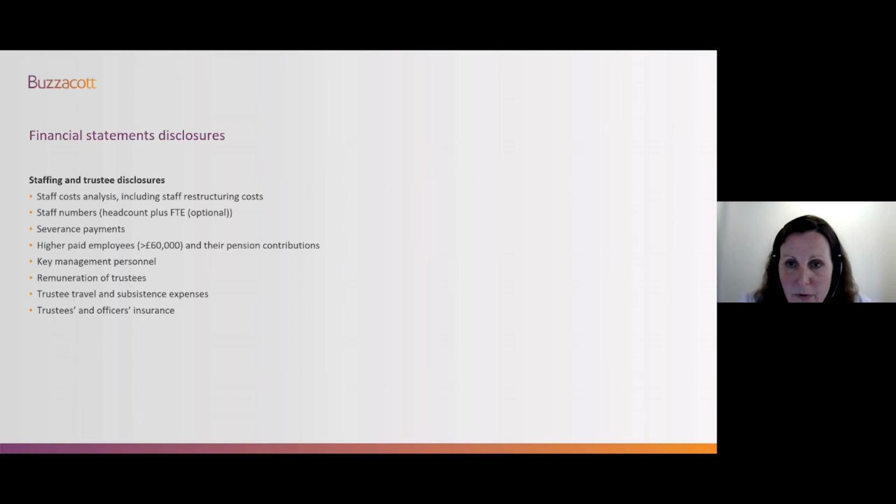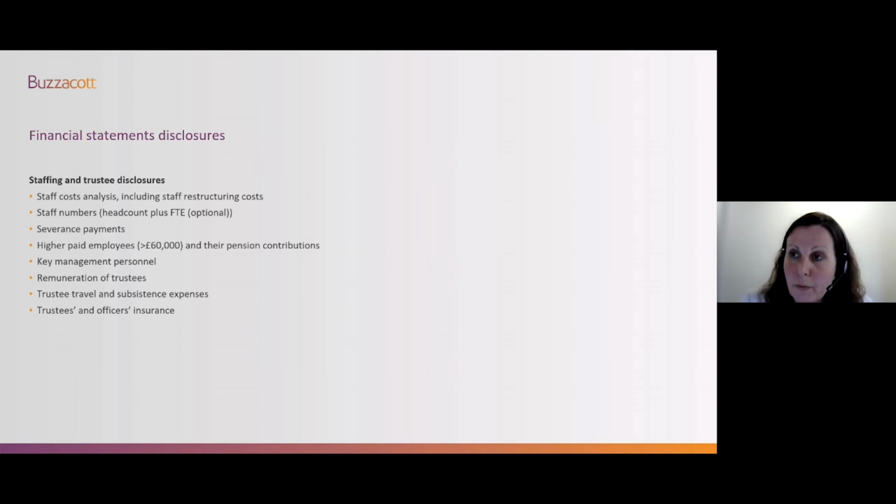Just a couple of notes here. Staff numbers for the accounts, headcount is fine, FTEs optional, but do check the AAR requirements, the accounts return requirements, because FTE is quite likely to be needed for that. Severance payments, so this changed last year, sort of contractual, statutory severance payments have to be disclosed in bandings.